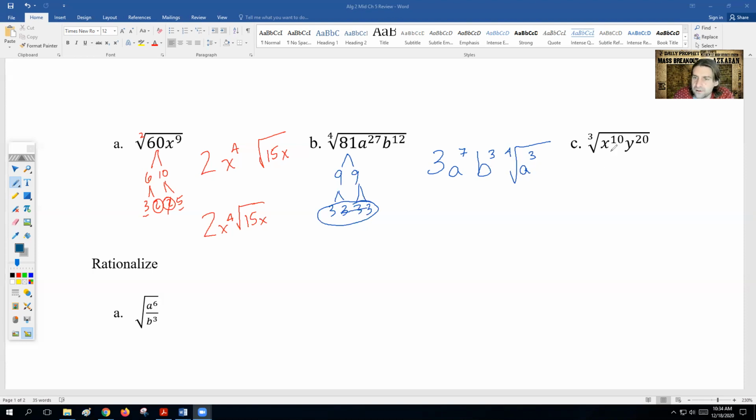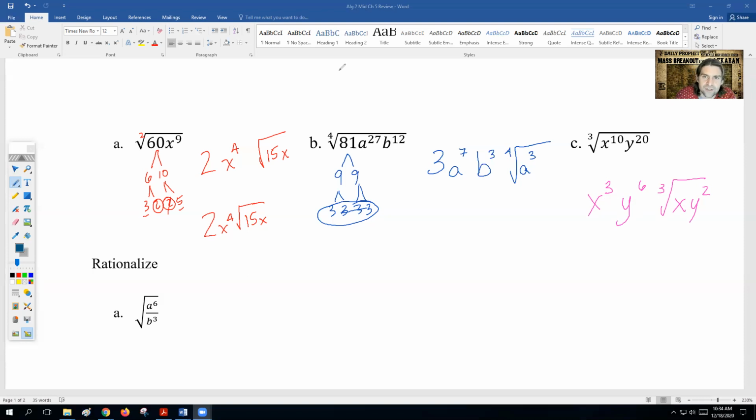All right, last problem here. No variable in front, but we got x to the 10th divided by 3. If we divide 10 by 3, that'd be 3 and 1/3 left over. And then 20 divided by 3 is 6 with 2 of them left over. So it'd be x cubed y to the 6th times the cube root of x y squared.